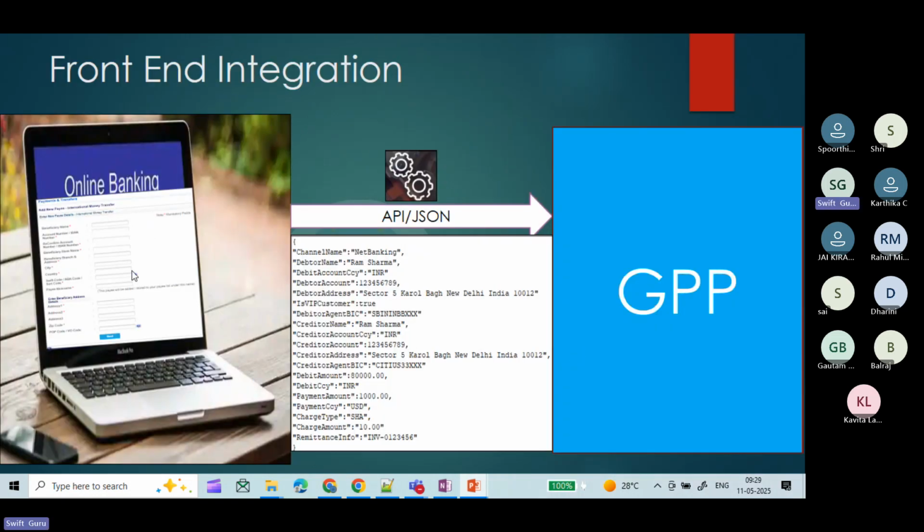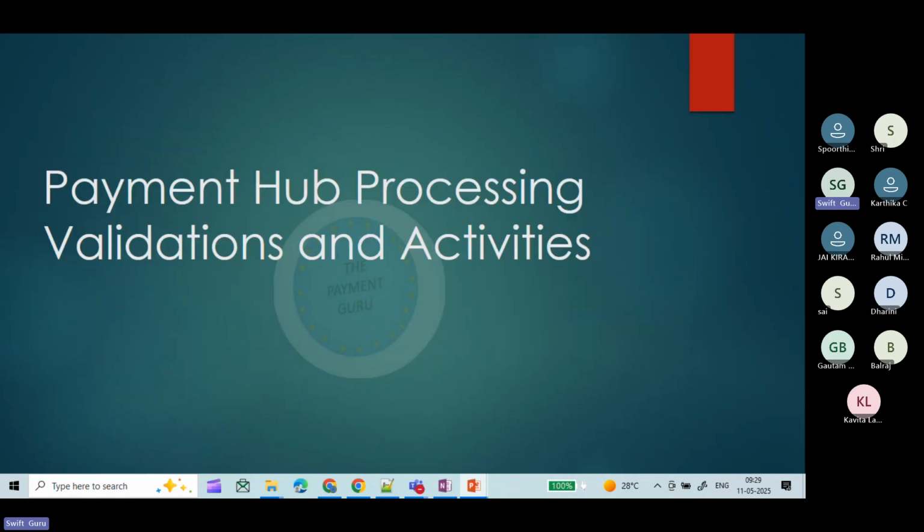So whatever data you provide from the front end application goes to the respective payment engine, either in the form of JSON or in the XML format, and then the payment processing engine actively starts. Now I'm going to explain to you the different payment processing activities that a payment engine performs. This includes both outward and inward, which I'm going to explain to you.